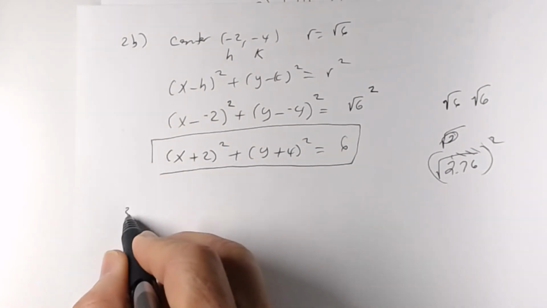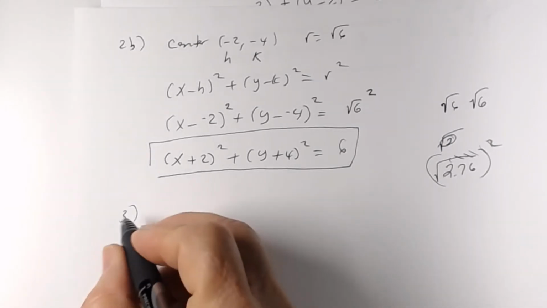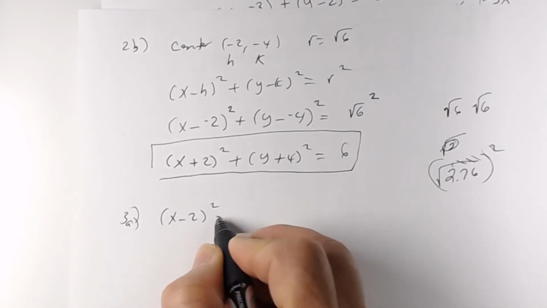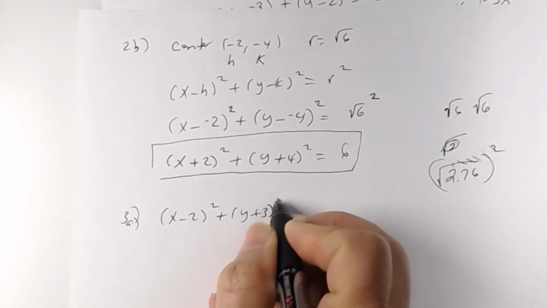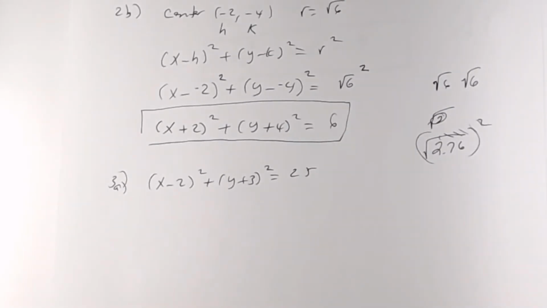So sometimes the equation of a circle will be given. So like 3a. (x - 2)² + (y + 3)² = 25. So that's the equation of a circle.